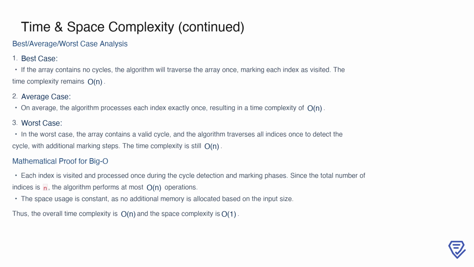A mathematical proof of the big O shows that each index is visited and processed at most once during the detection and marking phases. With n indices in total, the operations scale linearly. The space usage remains constant since no additional memory is allocated based on input size. Therefore, the algorithm is both time and space efficient, with overall complexities of O(n) and O(1), respectively.